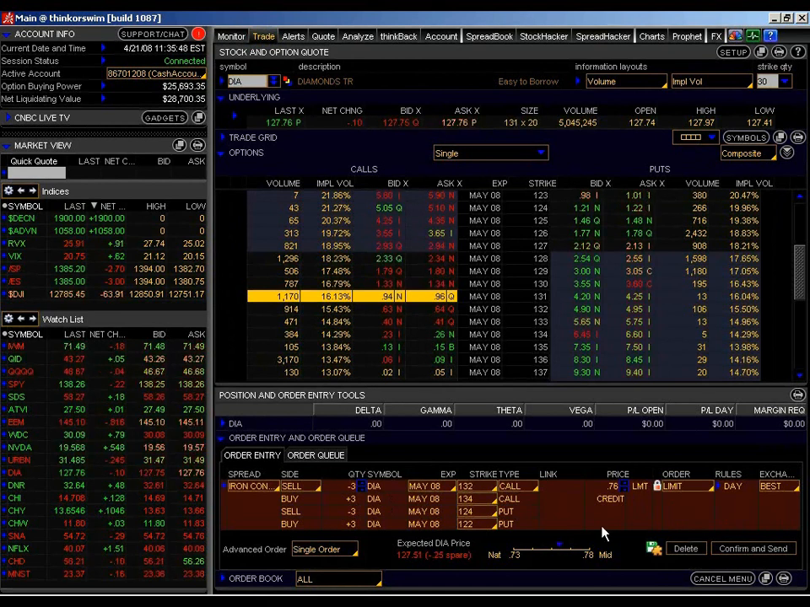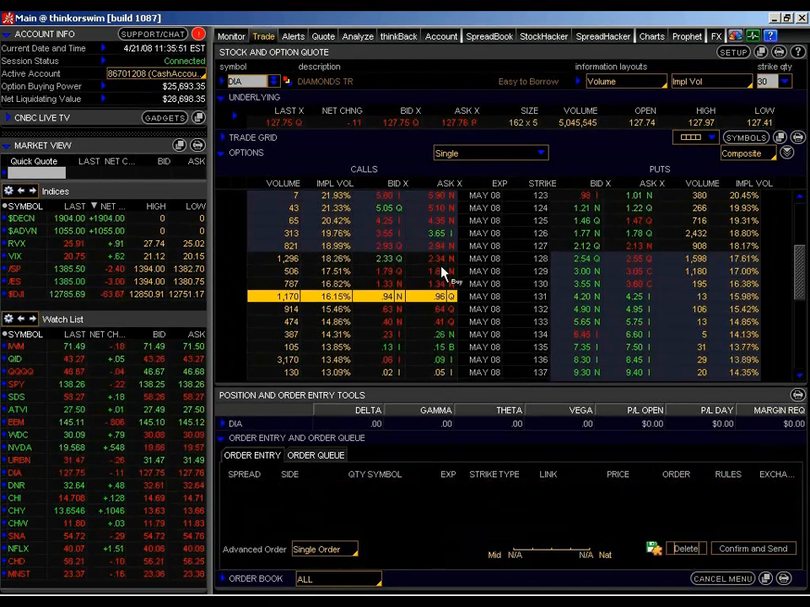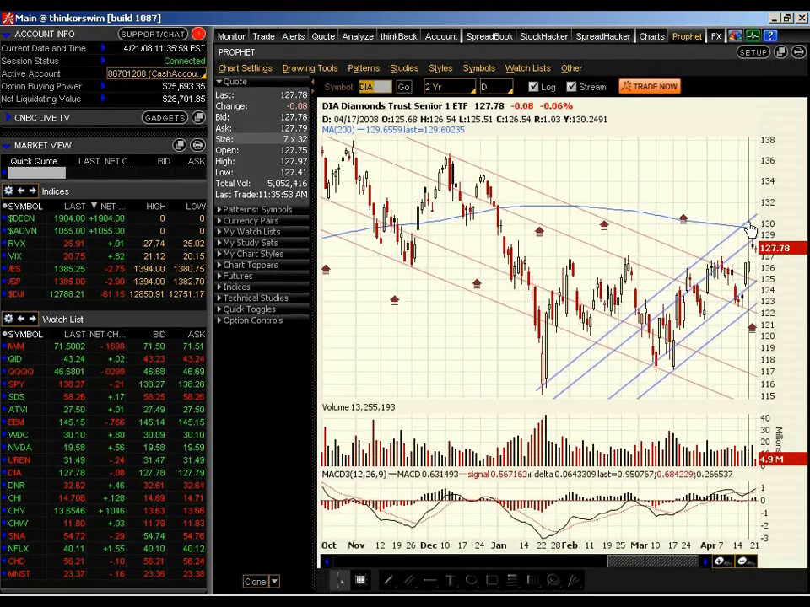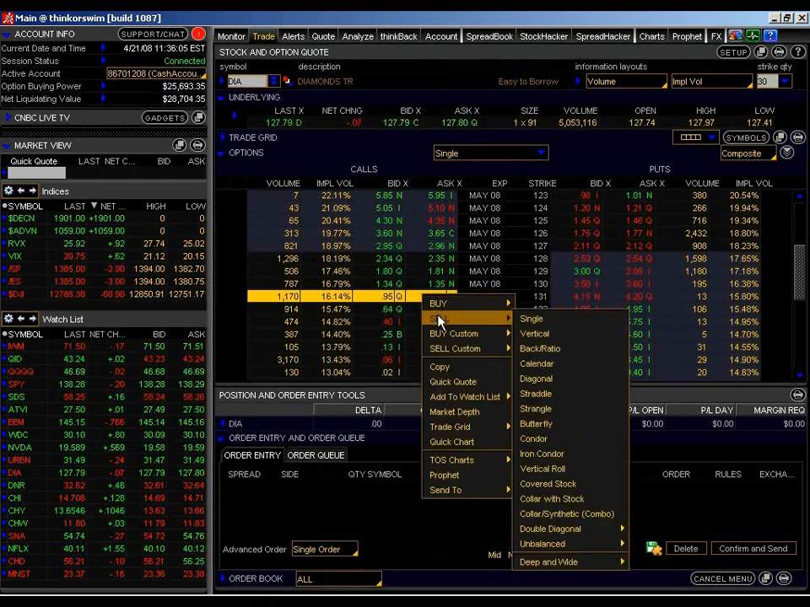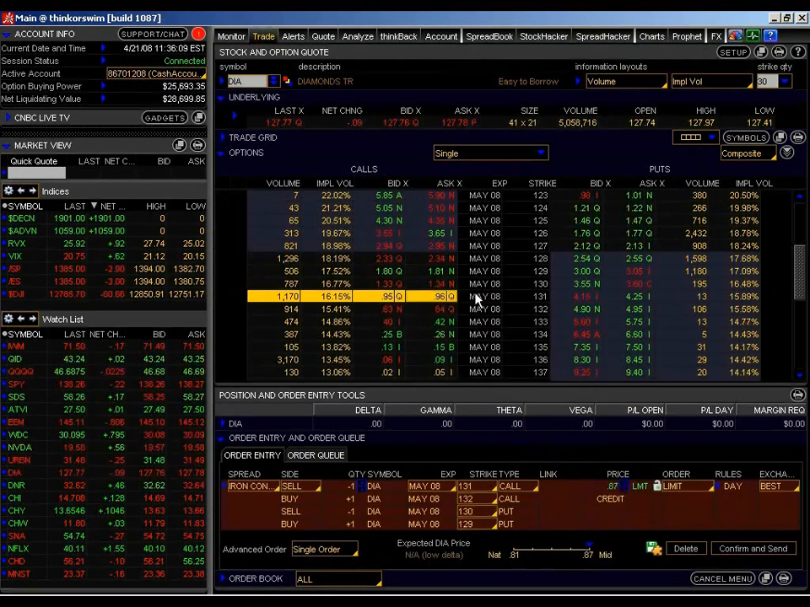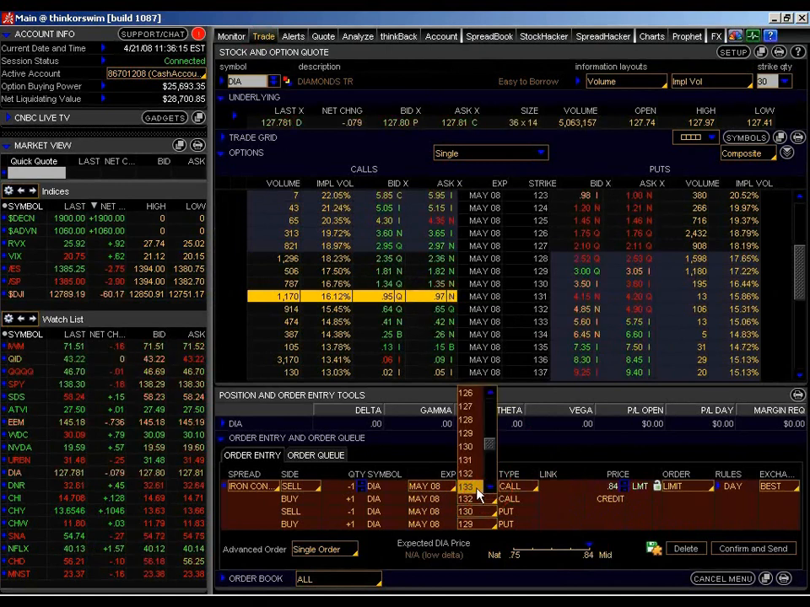Let me go back and delete this, and I'll show you exactly what I did here. I want to get up around, let's see, what did I say? 131 to 132 if I can get a decent price for it. That's fine. So we're going to right-click on this and sell an iron condor. Now it brings up my call strike prices immediately. I've got the 131, 132, but I like to go 2 points apart, so I'll go 131, 133.